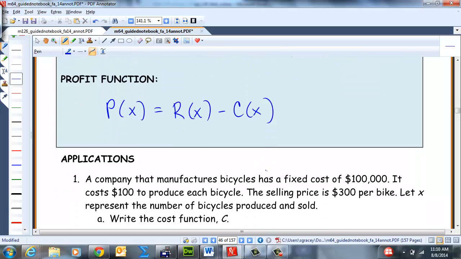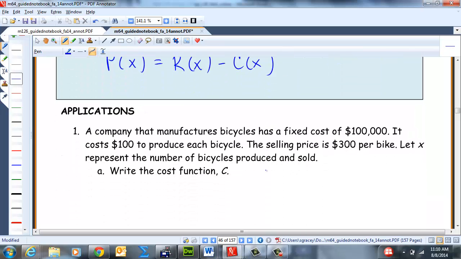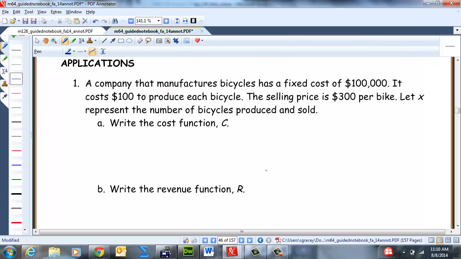So let's take a look. A company that manufactures bicycles has a fixed cost of $100,000. It costs $100 to produce each bicycle. The selling price is $300 per bike. Let X represent the number of bicycles produced and sold.